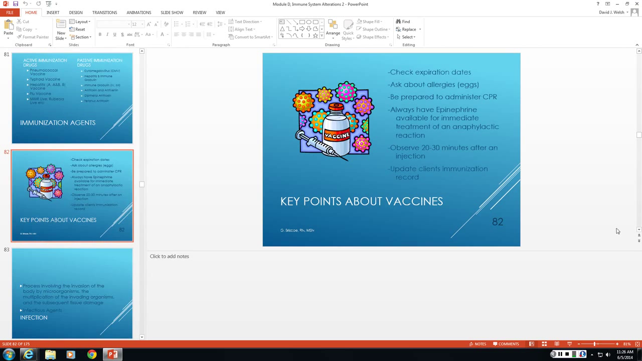Now, some key points about vaccines: you want to make sure that you check the expiration dates. You want to check with these patients to make sure they don't have any egg allergies. You want to be prepared to administer CPR because of anaphylaxis. You also always want to have epinephrine available for immediate treatment of any kind of anaphylactic reaction. You're going to observe these patients for 20 to 30 minutes after an injection, and then you want to make sure you update their immunization record.